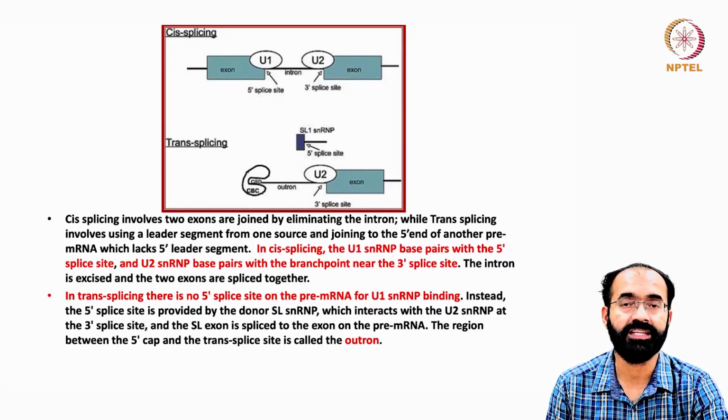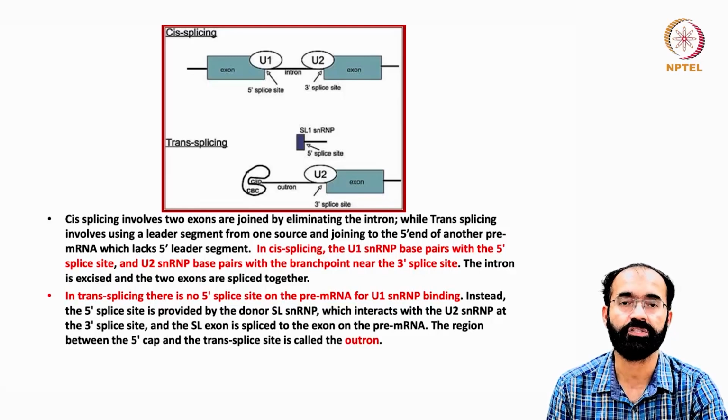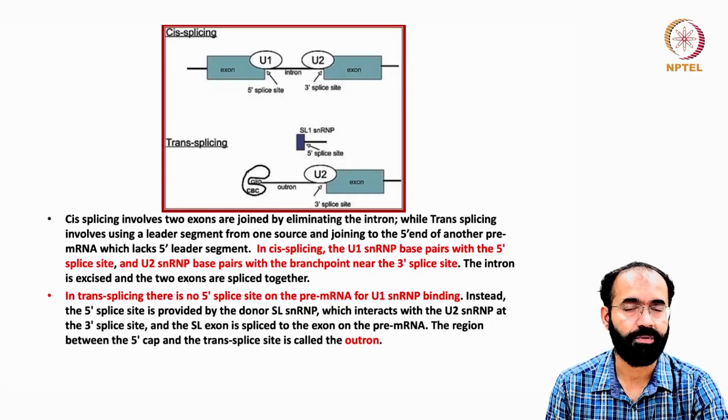The region between the 5' cap and the trans splice site is now called the outron, because it is not an intron; it is standing outside the exon. Normally an intron lies between two exons, so since this is standing outside one exon, we call it an outron. So be clear with this terminology.